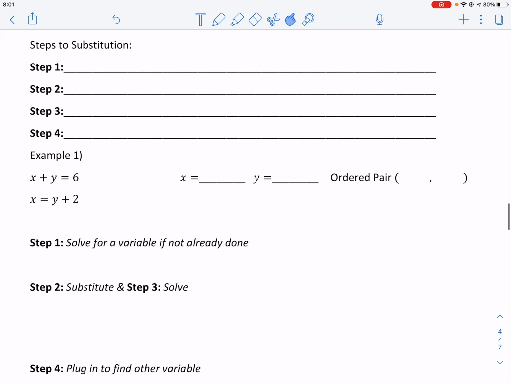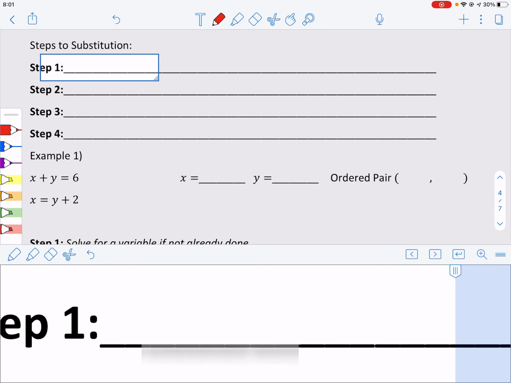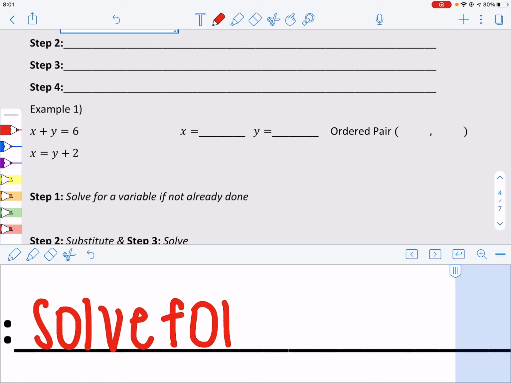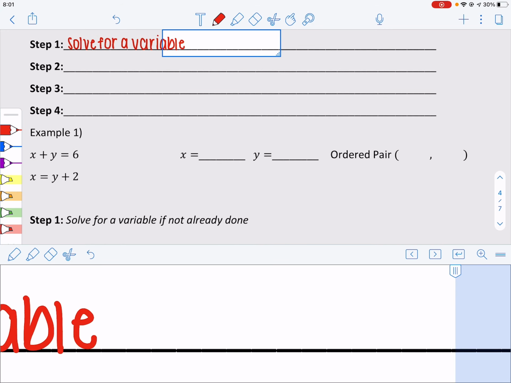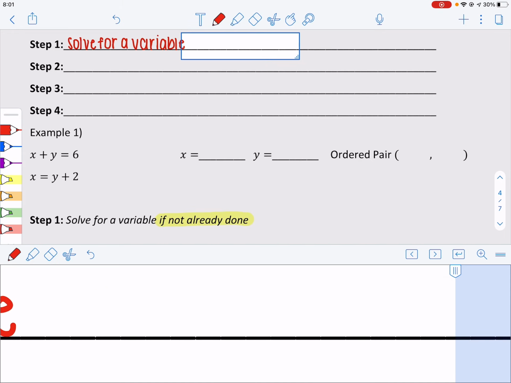So it's the exact same equation. Our steps to solve them, let's write them in right here. Your first step is going to be to solve for a variable if it's not already done for you. It could be either of the variables. And if it is already done for you, then you don't really have a step 1.